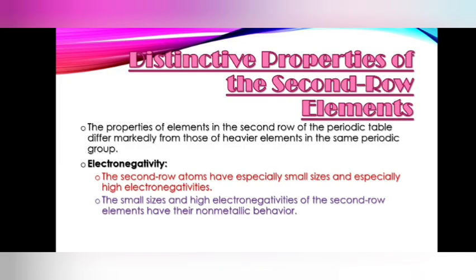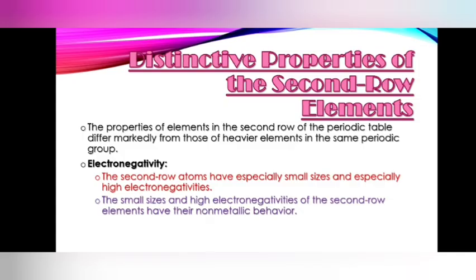Now we will see the distinctive properties of the second row elements. There are some properties of the second row elements that are different, so we have to mention them. The properties of the elements in the second row of the periodic table differ markedly from those of heavier elements in the same periodic group. It means that there are some properties of the second row elements that are different from those of the other elements present in the same periodic table.